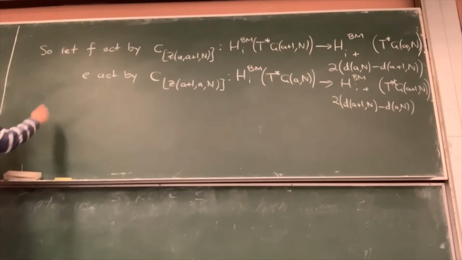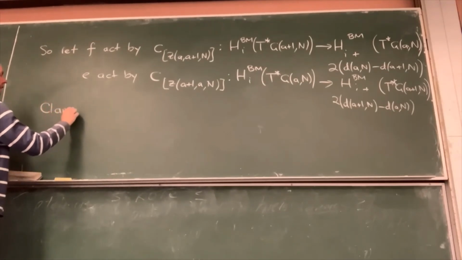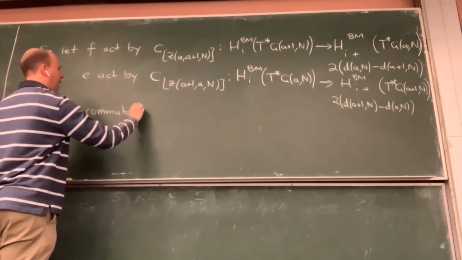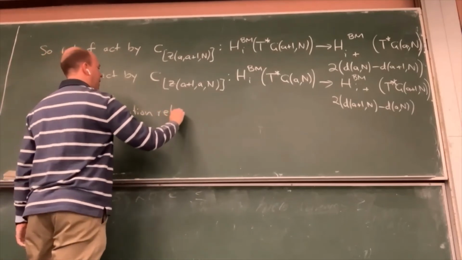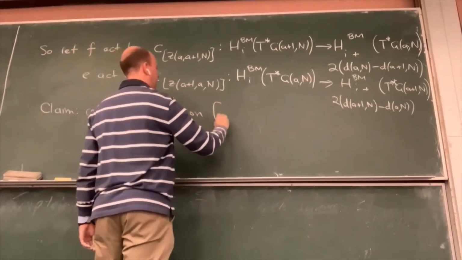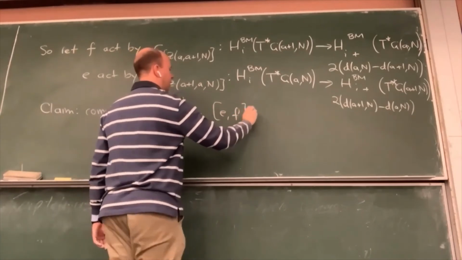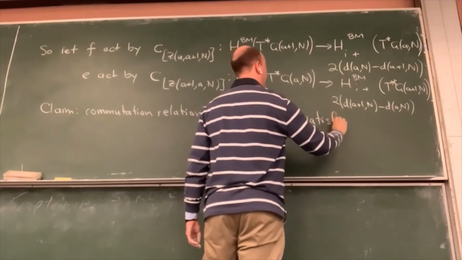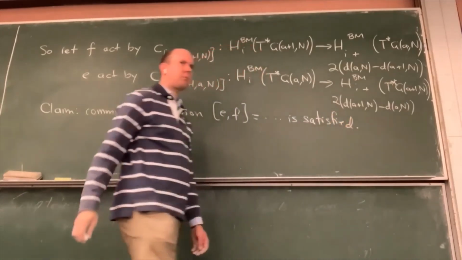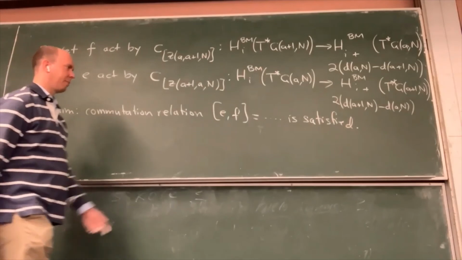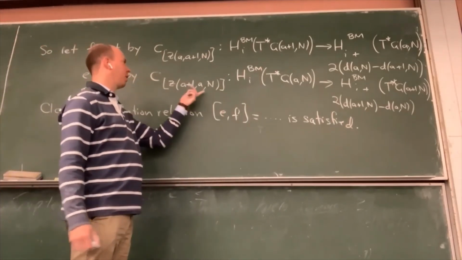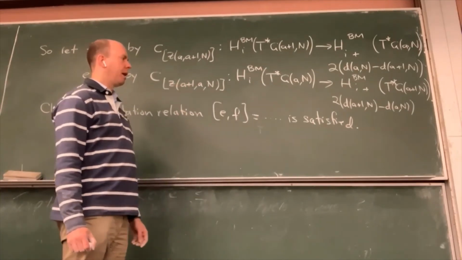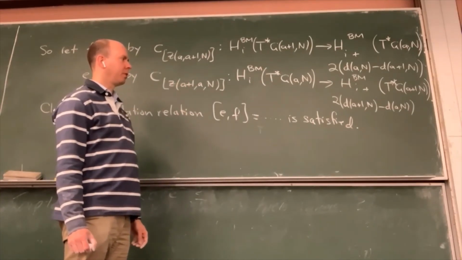Okay, and then the claim is that the commutation relation between E and F that I had before is satisfied. Since this is a statement about EF minus FE, you need to know how these correspondences compose, and that's where you use the formula that I gave before. But unfortunately, I'm not going to have time to go through the proof.